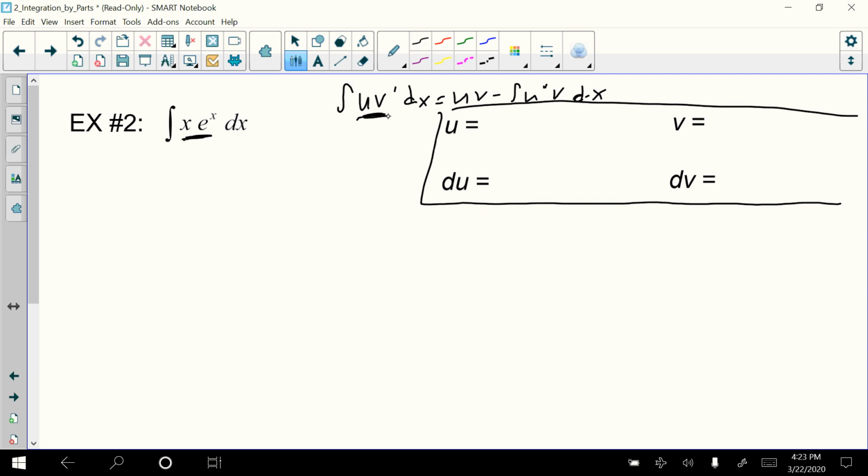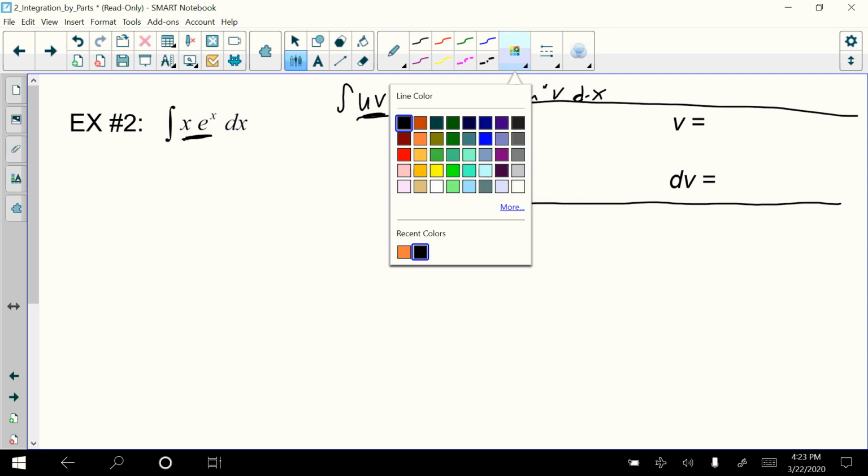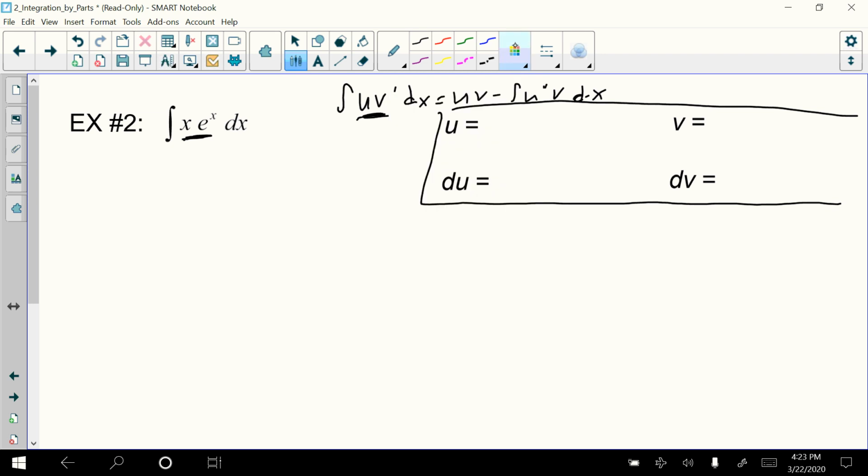Okay, so in this example, let me start with another color here so it can distinguish it from the black writing that I have so far. If I'm going to select the u term to be x, then the only thing that's left over that can be dv, or the derivative of v, would be e to the x power, or e to the x dx. So if this is u, then all of this right here must be v prime, or dv as it's written here. So that's going to be e to the x dx.